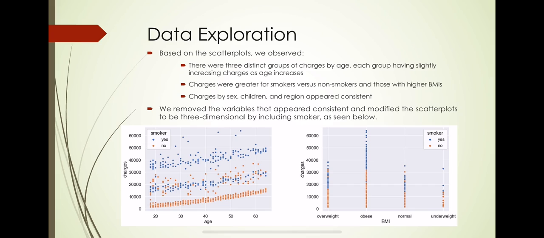We removed these consistent variables, sex, children, and region, and modified the age versus charges and BMI versus charges scatter plots to include smoker as a third dimension. We observe smokers are generally charged more, regardless of age. Also, smokers who have higher BMIs are generally charged more.